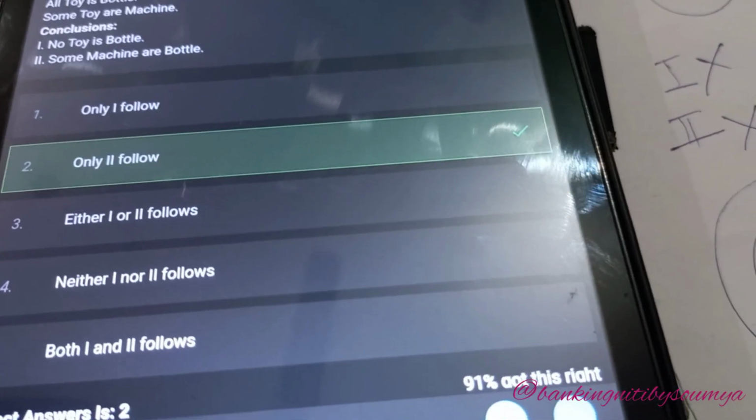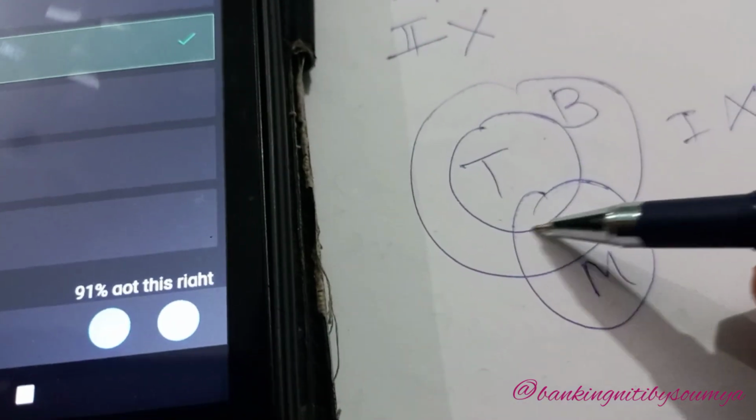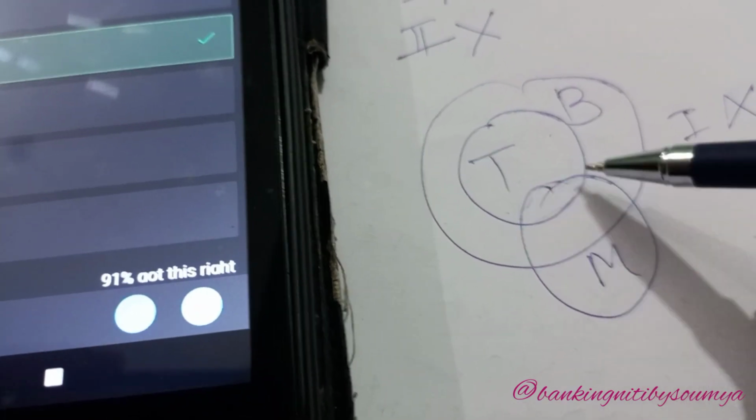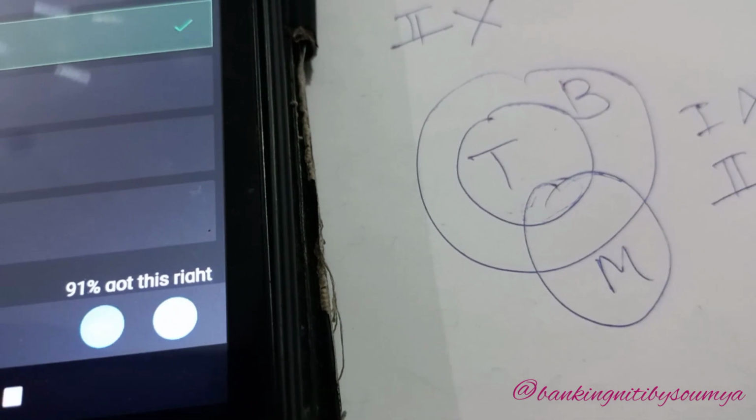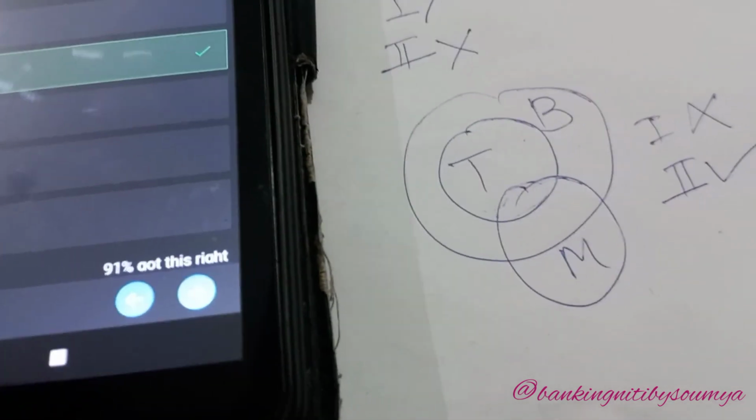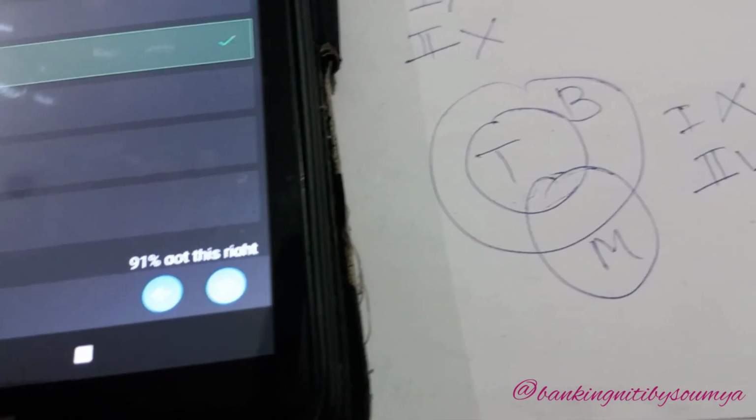Now the next conclusion is: some machines are bottles. Yes, obviously, whatever machine is a part of toy is also a bottle. So the second conclusion is true. Let's move to the next question.